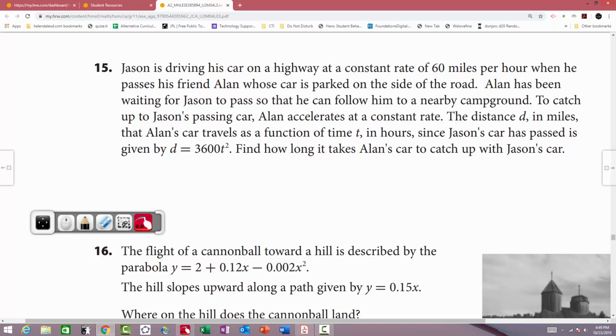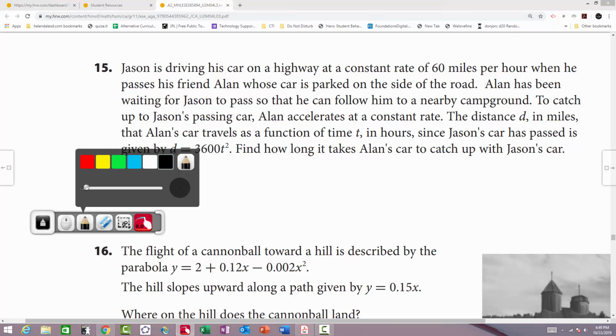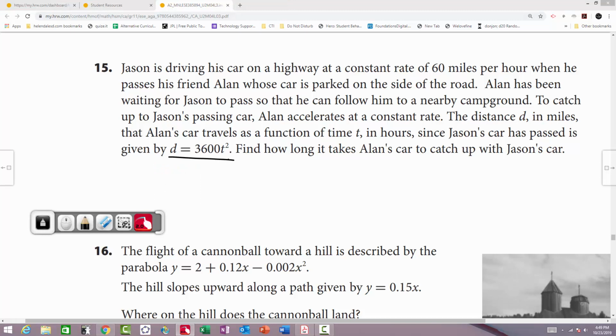So you have to understand that they gave you a curve. So here's your conic, right? Here's your curve, d equals 3,600 t squared. But since Jason is driving at a constant rate of 60, Jason's distance is always going to be 60 times t. So there's the big key there. So I'm going to take this 60t and plug it into there. So I get 60t equals 3,600 t squared.